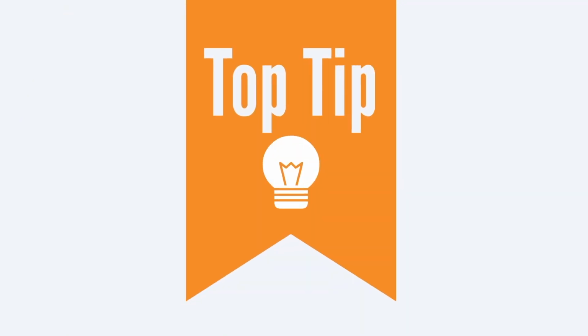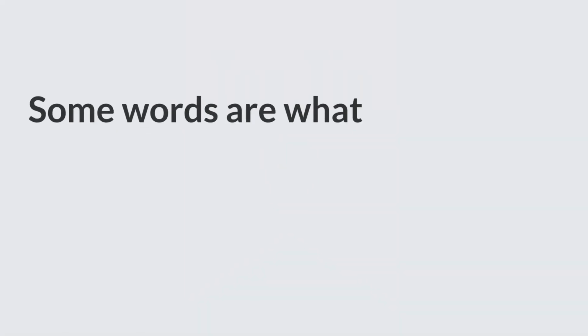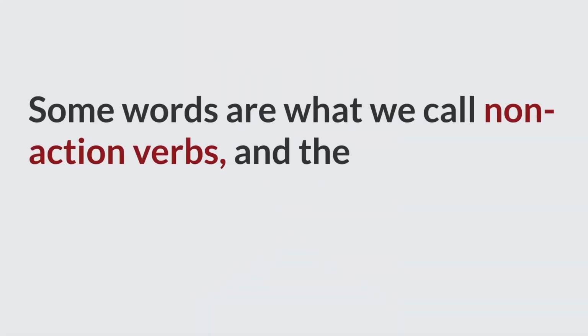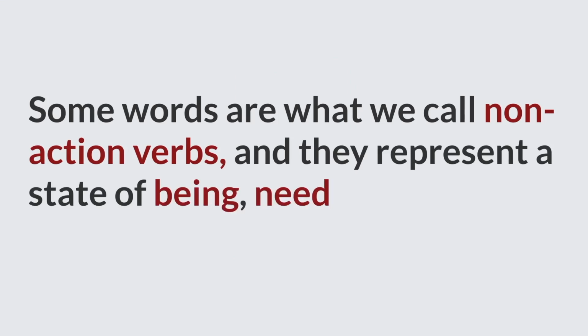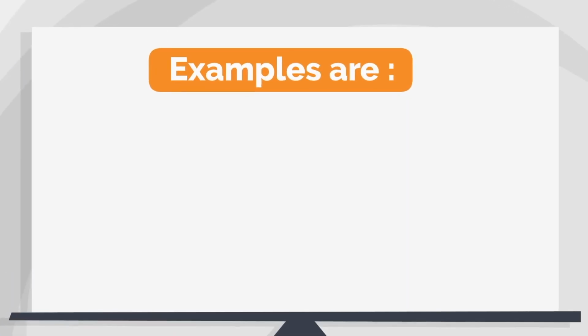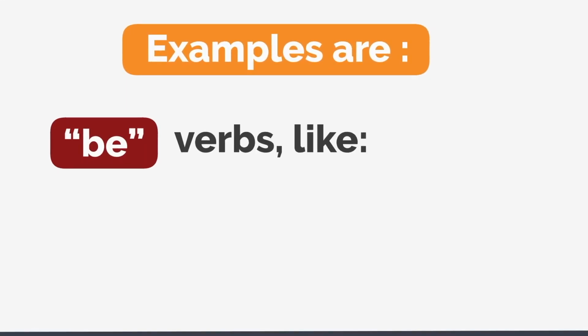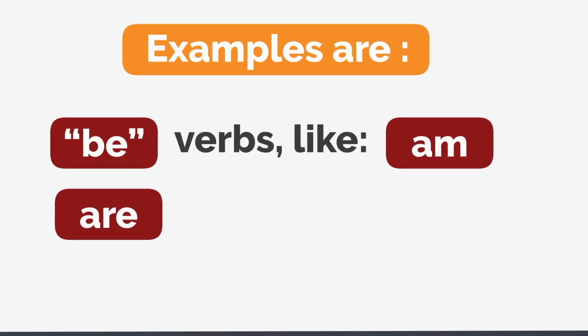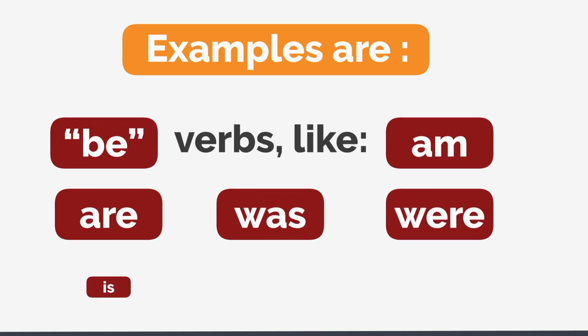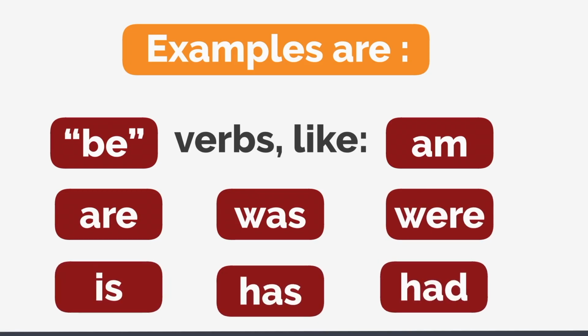Top tip. Some words are what we call non-action verbs, and they represent a state of being, need, or opinion. Examples are the be verbs like am, are, was, were, is, has, and had.